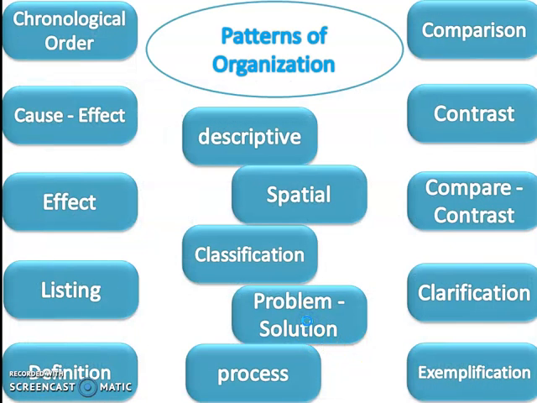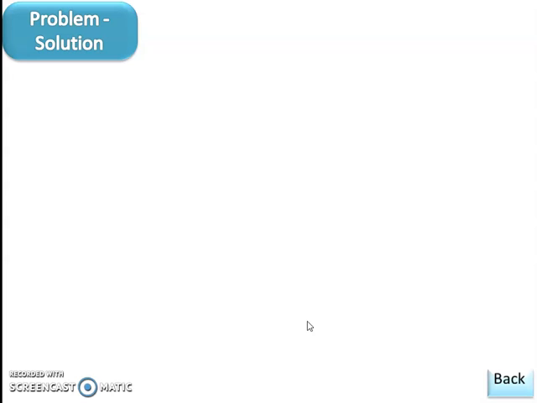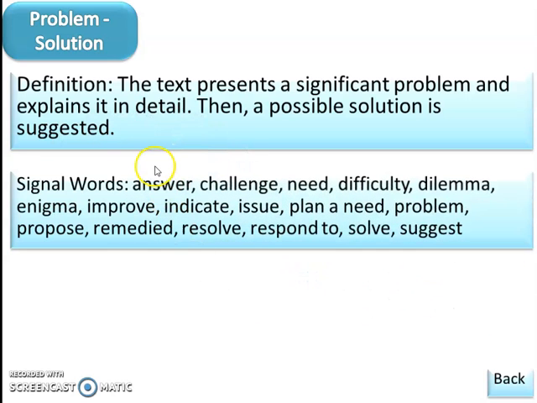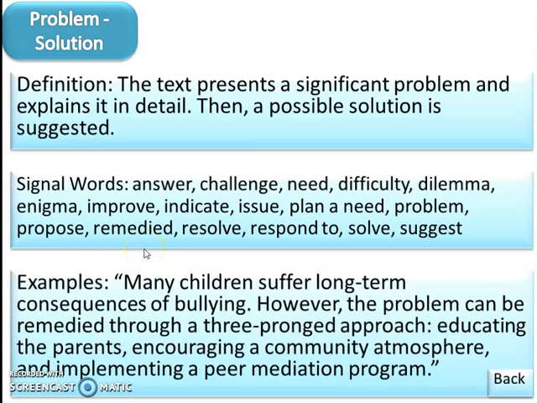Problem solution. Usually we have the pattern problem solution in paragraphs because we have a problem where the writer is trying to offer possible solutions for it or trying to suggest solutions. Clue words like answer, challenge, difficulty, problem, remedied. Let's take a look at this example. Many children suffer long-term consequences of bullying. This is the problem. However, the problem can be remedied through a 3-pronged approach: educating the parents, encouraging a community atmosphere, and implementing a peer mediation program. So here he's offering or suggesting solutions.